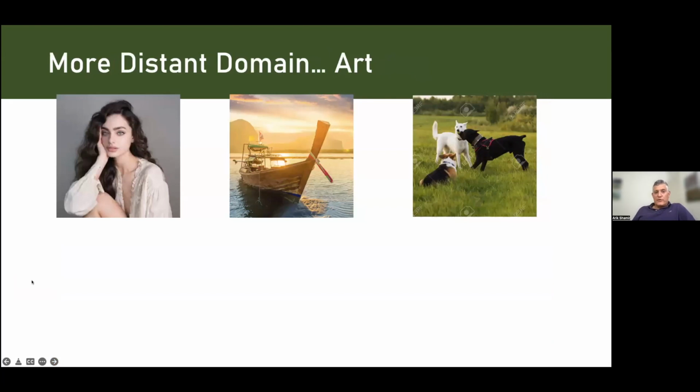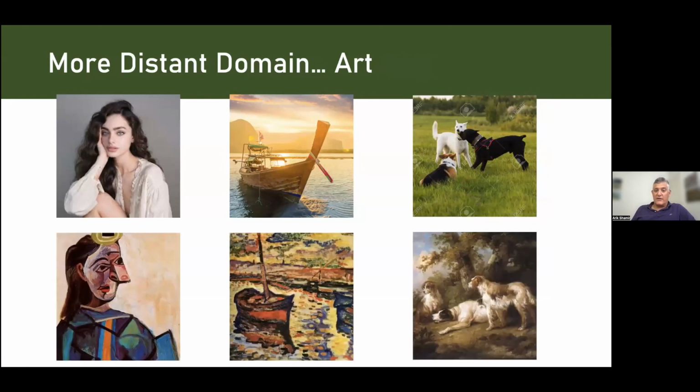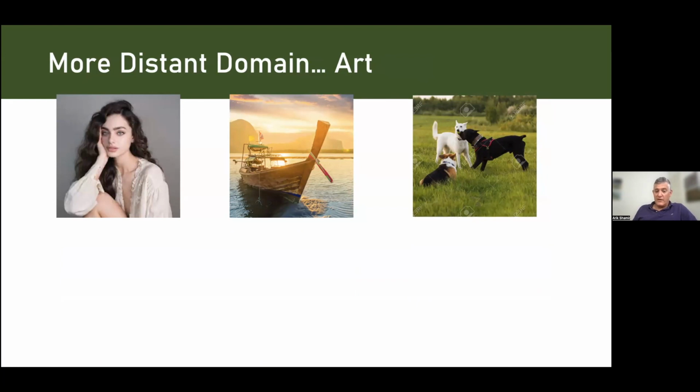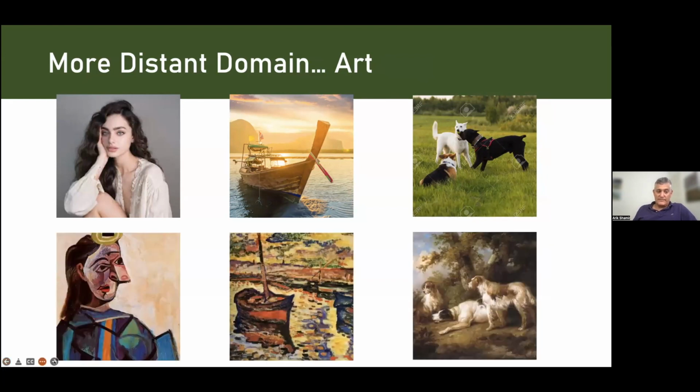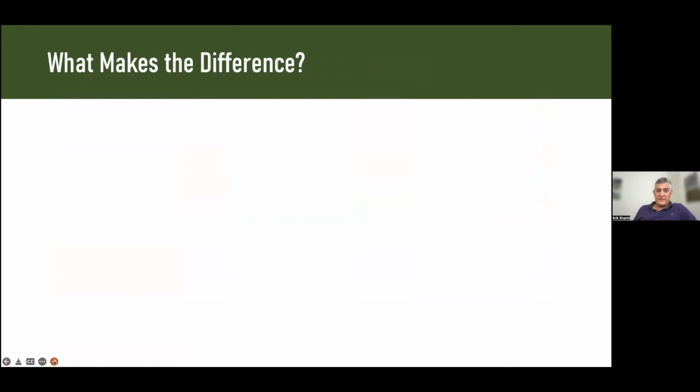Okay, so let's move to a little bit more distant domain, and in this case, art. So not animation, but real artistic images or artistic paintings. Now, you can see in this example there's a huge difference in many aspects between photorealistic images and artistic images, even if they are realistic images. Now, what are these differences?